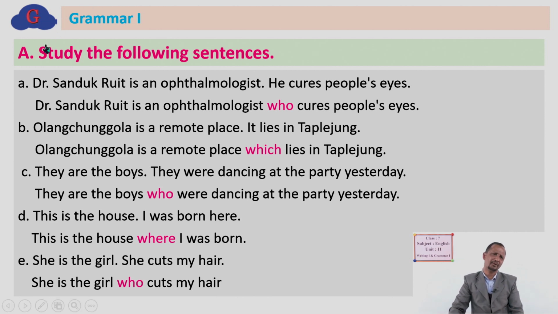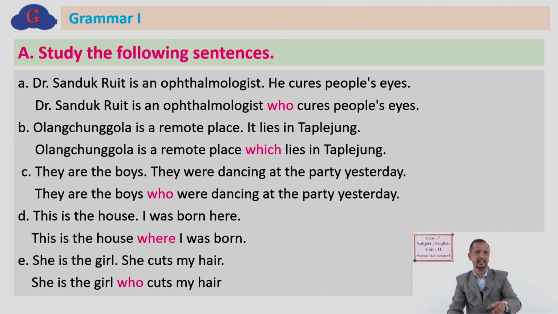Now, let's read it out. The very first sentence is, Dr. Sanothimi is an ophthalmologist. He cures people's eyes. Now, dear students, two sentences can be joined into one. Dr. Sanothimi is an ophthalmologist who cures people's eyes. Can you see the differences here? First two sentences, then one. How is it possible? How can we join them together?